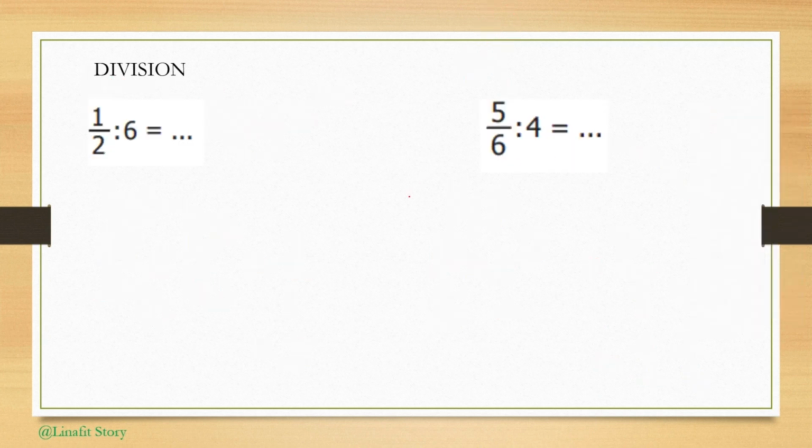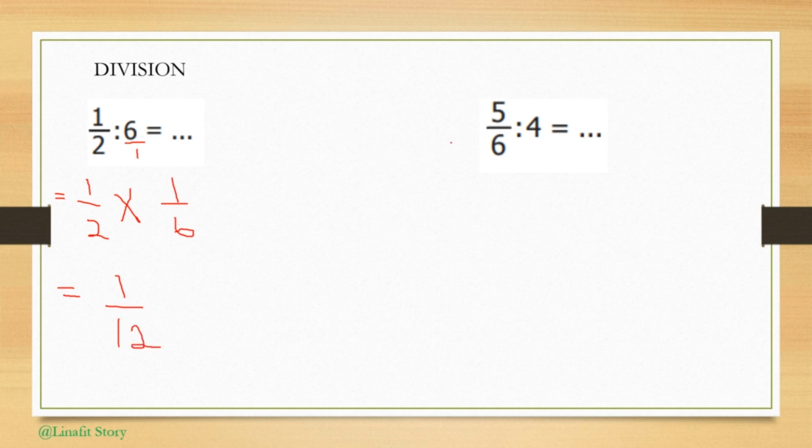How about this question? 1 out of 2 divided by 6. Remember, 6, this is the whole number, so you have to convert it into a fraction. So you just put 1 under the numerator, so 6 out of 1. Next, keep, change, flip. Keep the first fraction, change, and then flip the second fraction. So this equals to 1 out of 12.